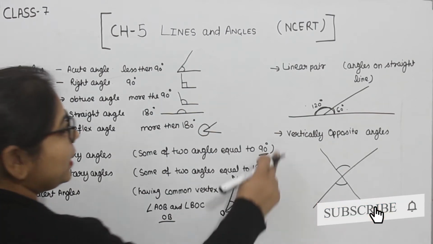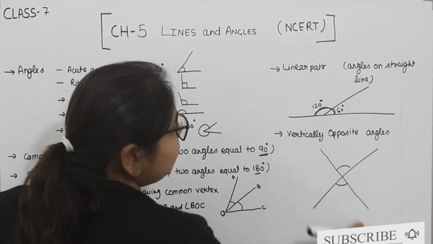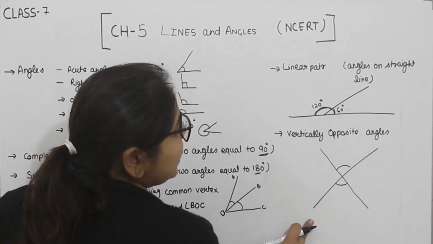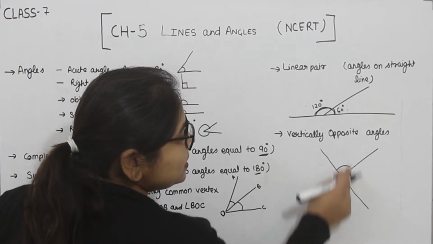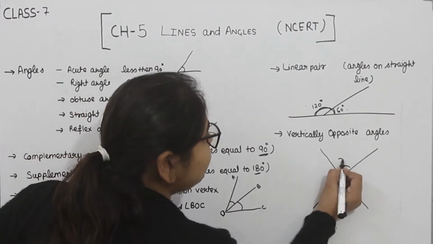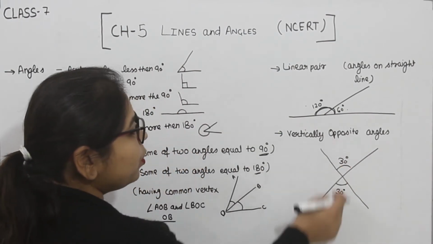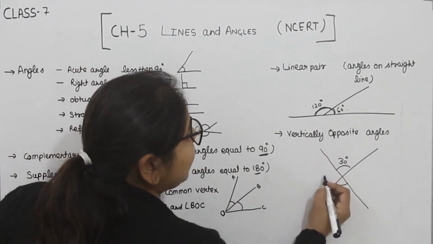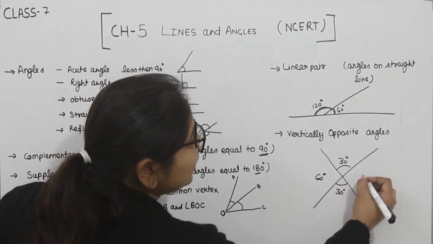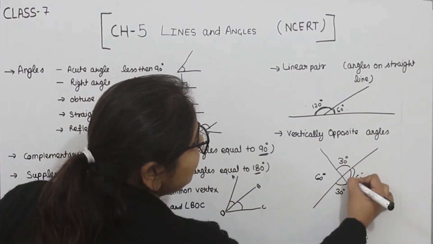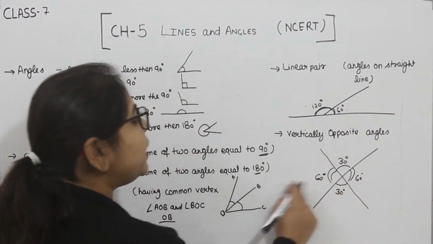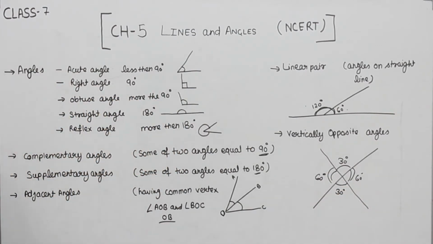Now come to the vertically opposite angles. If we have two intersecting lines, the angles opposite to each other, if this is 30 degrees, this one is also 30 degrees. They both are called vertically opposite angles. For example, if this one is 60 degrees, this one will also be 60 degrees. Why? Because they are vertically opposite angles.